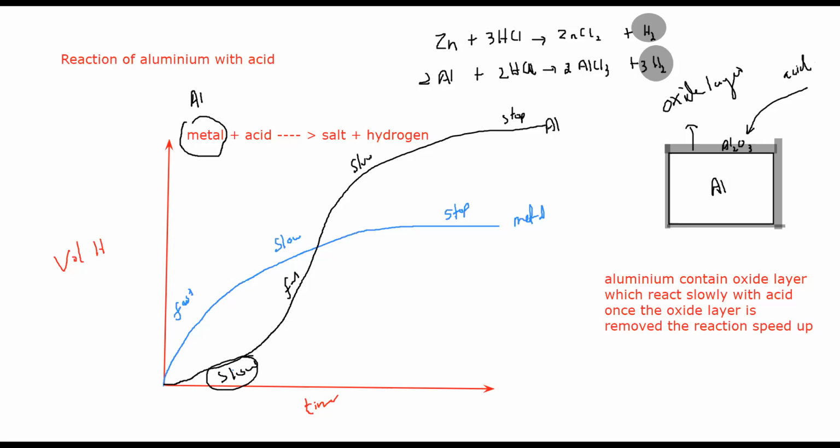Once this oxide layer is removed, what will happen? Then the aluminium is exposed. So when the aluminium is exposed, aluminium will react with acid and the reaction will speed up. Is it clear?